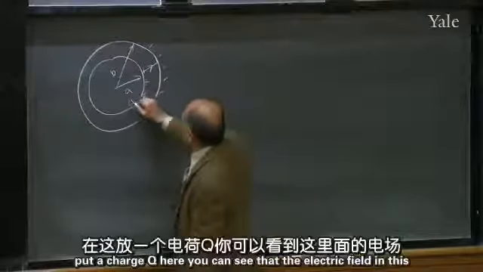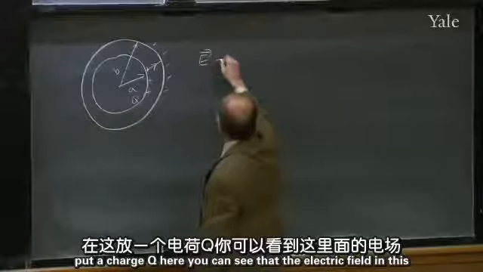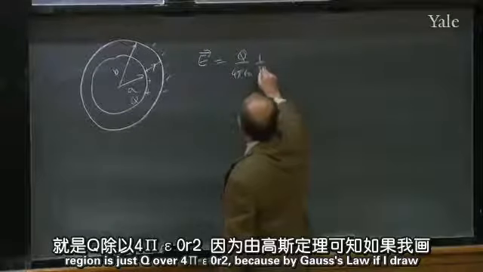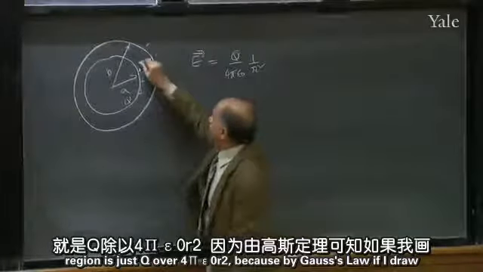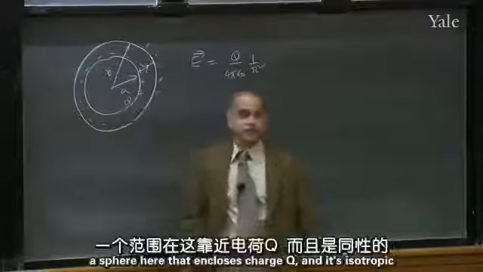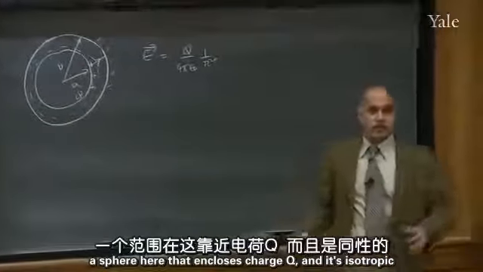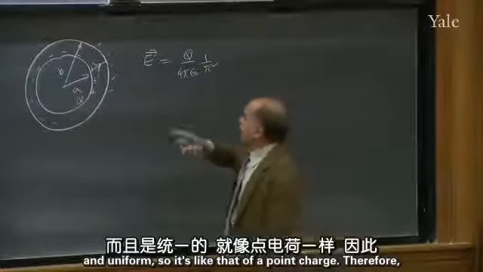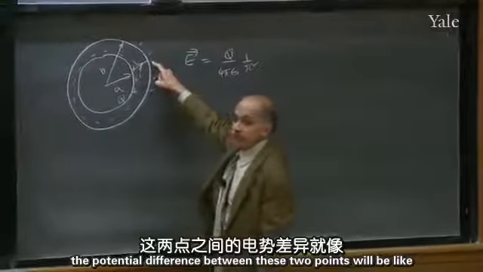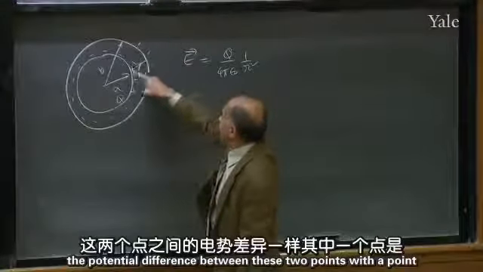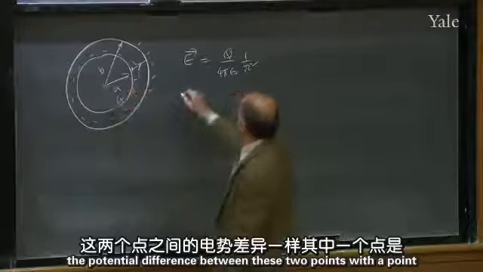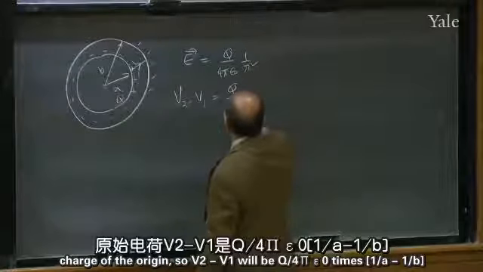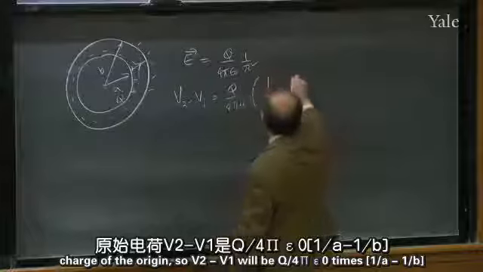So if I put a charge Q here, you can see that the electric field in this region is just Q over 4 pi epsilon 0 r squared. Because by Gauss's law, if I draw a sphere here, that encloses charge Q, and it's isotropic and uniform, so it's like that of a point charge. Therefore, the potential difference between these two points will be like the potential difference between these two points with a point charge at the origin. So V2 minus V1 will be Q over 4 pi epsilon 0 times 1 over A minus 1 over B.